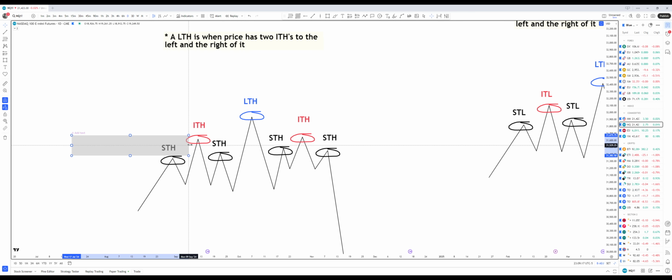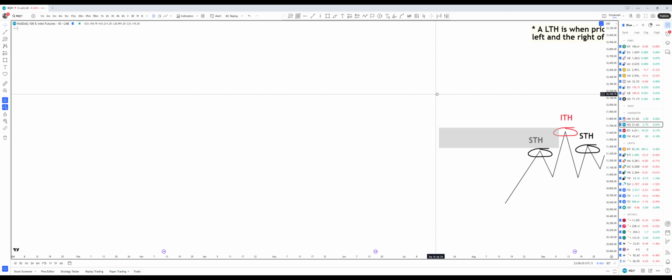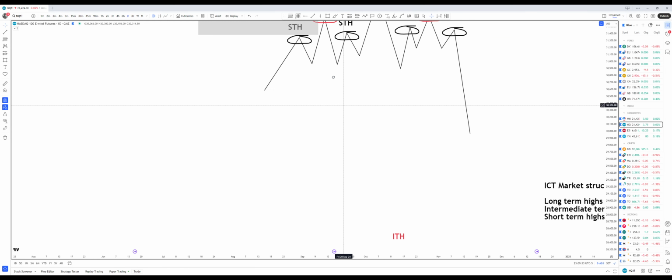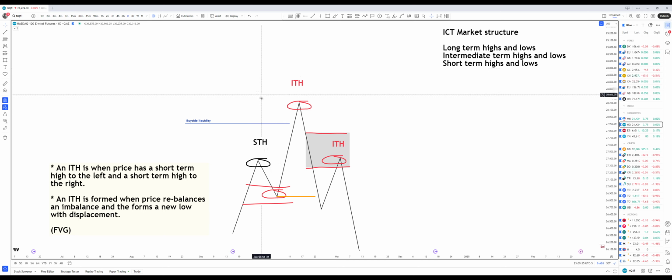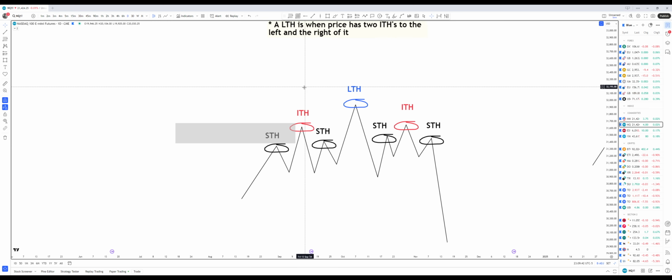intermediate term high because we rebalanced an imbalance right here. All right, we have a short-term high to the right of it, so that's what makes an intermediate term high. Two short-term highs to the left and the right. We could also have something like this. This is a short-term high to the left and an intermediate term high to the right, right? So this is when now we have the intermediate term high, and then we go up, right?